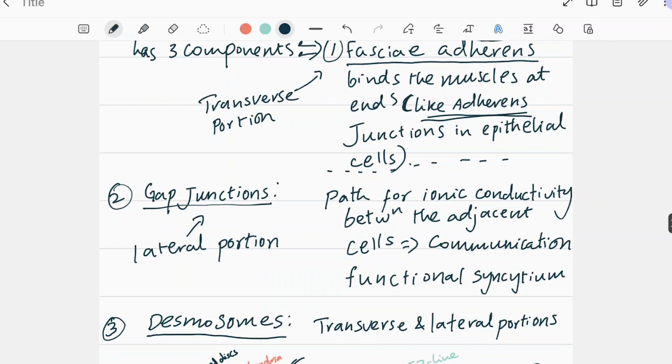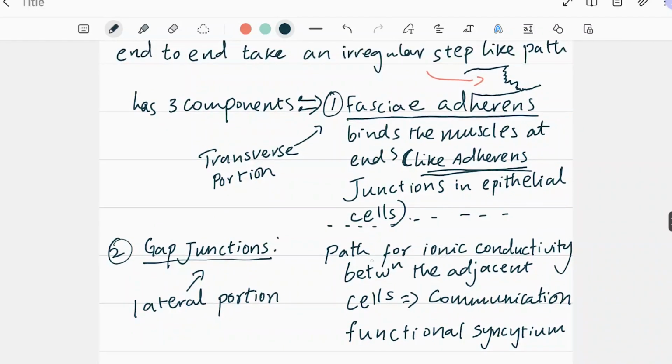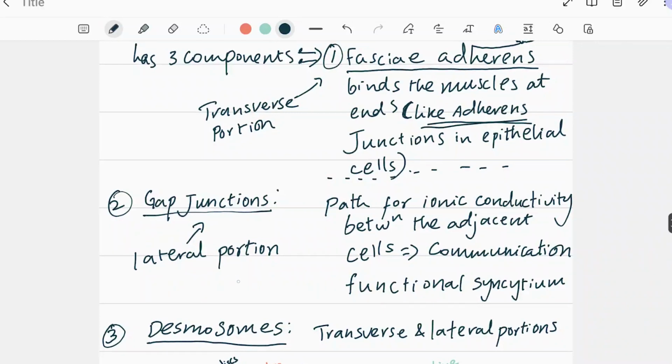Then we have gap junctions. Now, what are the gap junctions? They're in the lateral portions of your intercalated discs, and here you have these gap junctions that again help in connecting one cell to another. So you have these intercalated discs that connect one sarcomere to the other, and what happens is you have these channels called gap junctions. They're made of connexons.